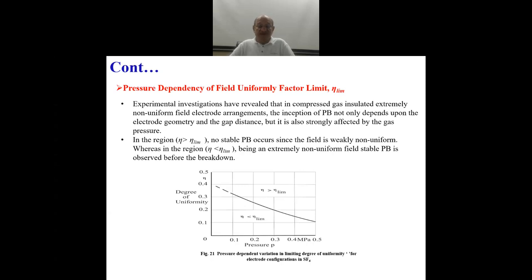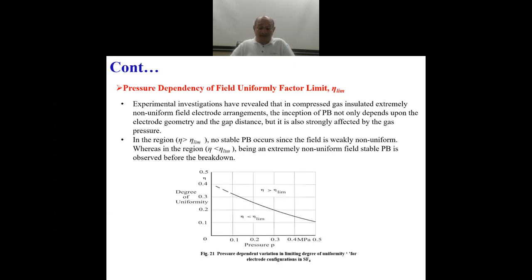The definition of eta limit is that when the eta value is greater than eta limit, it is weakly non-uniform, and when eta value is lesser than eta limit, it is extremely non-uniform. And what characteristic distinguishes the two fields? As we just now mentioned, in weakly non-uniform fields, no PB takes place, because as soon as the PB takes place, it achieves the complete breakdown. Whereas in extremely non-uniform fields, a breakdown would always be preceded by partial breakdown.